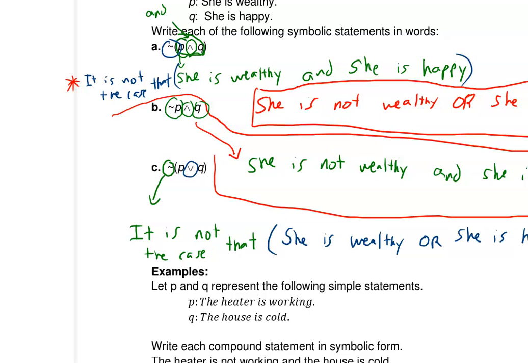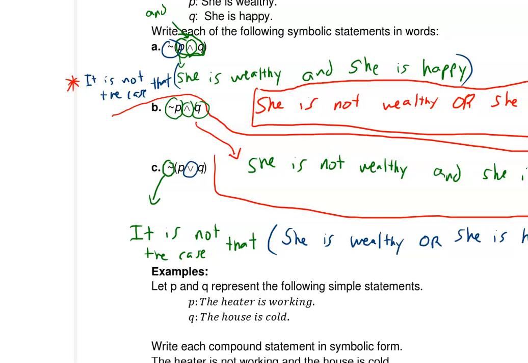Okay. So it is not the case that she is wealthy or she is happy. What this is saying is she's not either one, right? It is not the case that she is wealthy. It is also not the case that she is happy. And it's also not the case that she is both, right? Because again, we're using the inclusive or. The part inside the parentheses is she is wealthy or she is happy or both. But we're negating that. So we're saying it's not, because or means any one of those would be good, right?